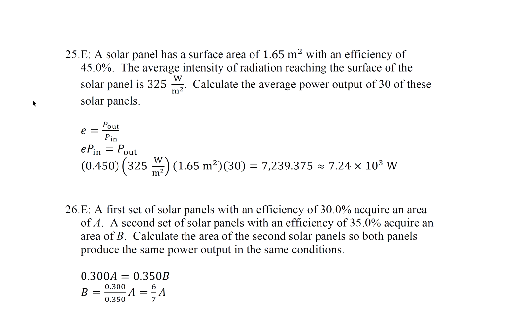Question 25. A solar panel has a surface area of 1.65 meters squared with an efficiency of 45%. The average intensity of radiation reaching the surface of the solar panel is 325 watts per meter squared. Calculate the average power output of 30 of these solar panels. So just plug in the numbers and that's the solution to get P out.